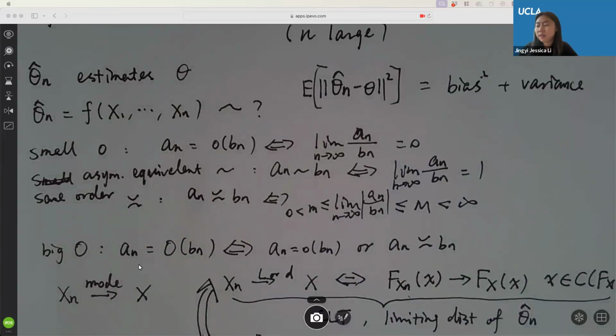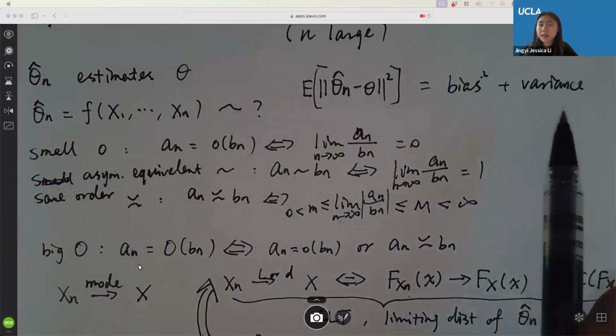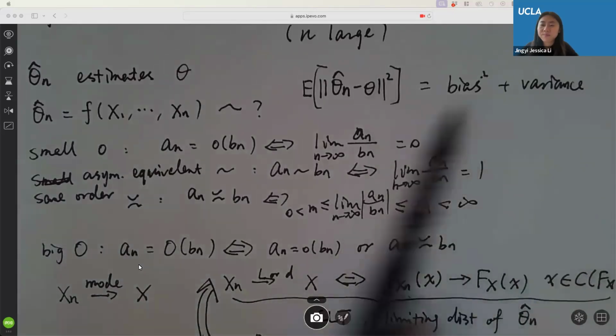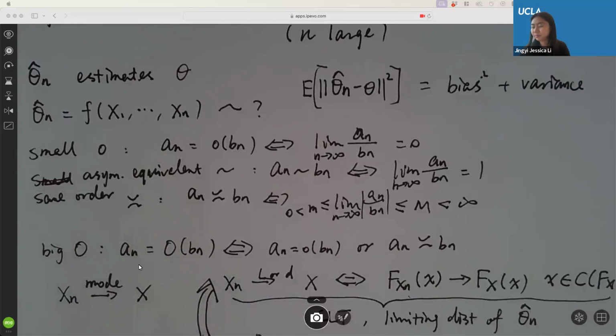It's possible that you can introduce some bias into the estimator, but if the variance reduction can compensate for the increase in bias squared, then it's worth it. And that's what we actually did with the so-called shrinkage estimators like Lasso, where we did introduce bias, but we actually make the estimator less variable.